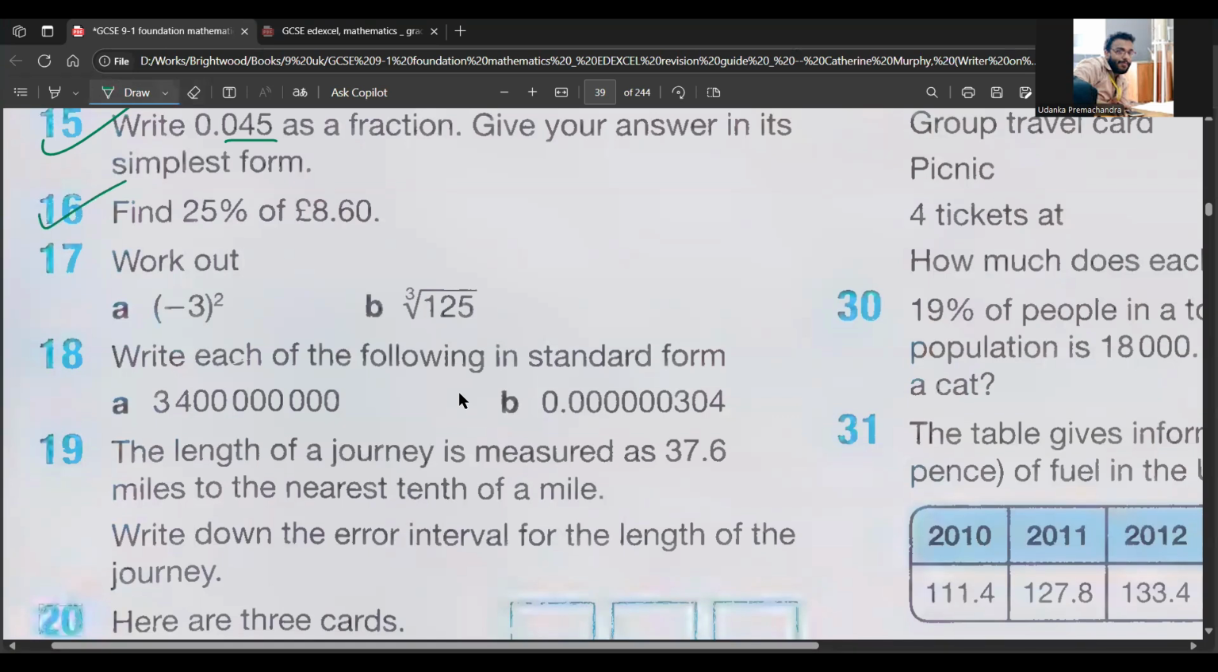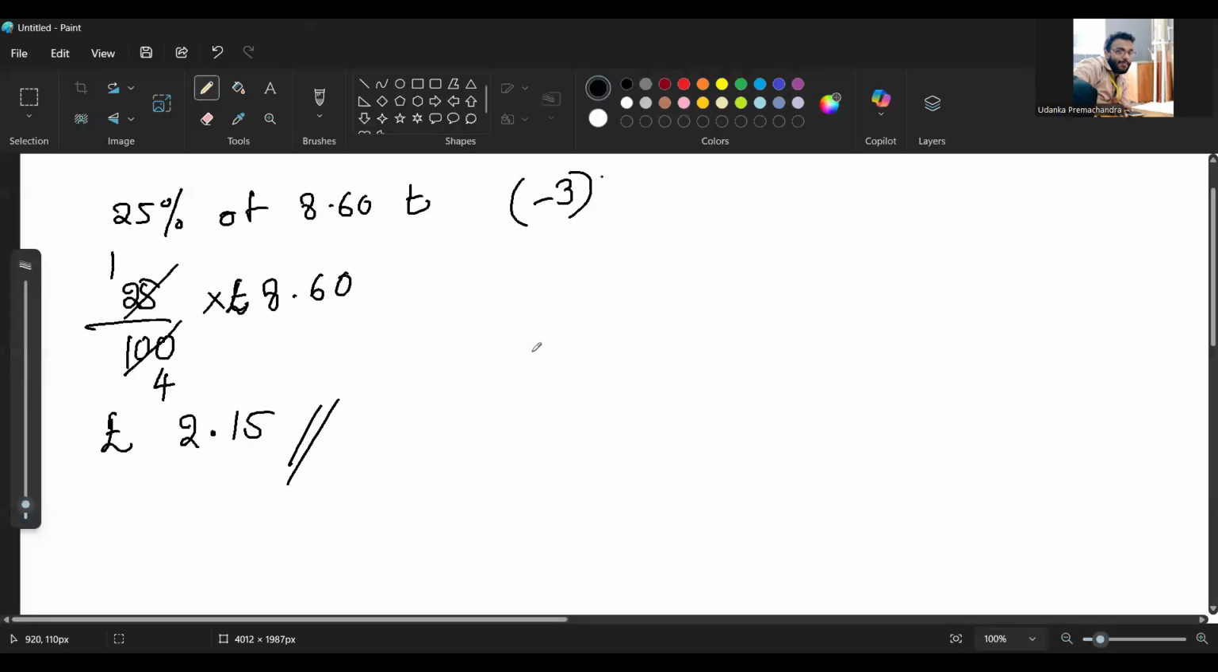Okay, let's go to the next one. Minus 3 to the power 2. This one may be interesting. Cubic root of 125. Yeah, try. Minus 3 to the power 2. Cubic root of 125. Yes. It's not a square root. It's a cubic root. What is the meaning of that one? A square root. Yeah, not square root.